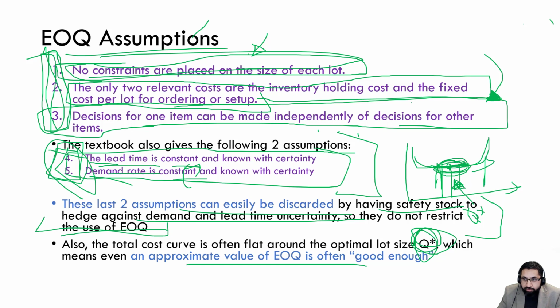But if you end up far away from the optimal quantity, then your total cost could be very, very different. So you could be wasting a lot of money. So you have to be close to the optimal value. In real life, you may not need to be exactly at the real value. Obviously, on an exam, you can't use this logic.